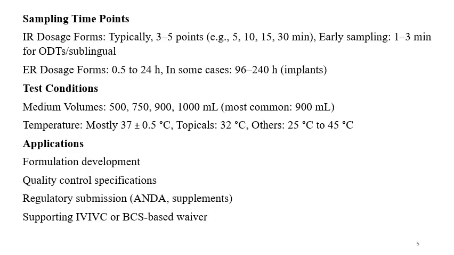Then you can also find the sampling time points for IR formulations. Typically 3 to 5 time points are there, like 5, 10, 15 and 30 minutes. And early sampling might be there at 1 to 3 minutes for ODT type of formulations or tablets and sublingual tablets. For ER formulations, the time points may range from 0.5 to 24 hours, and in some cases it may be up to 96 hours, like for implant formulations.